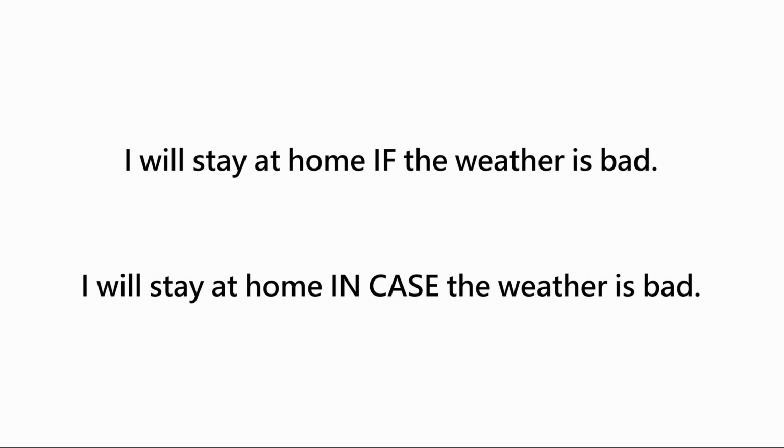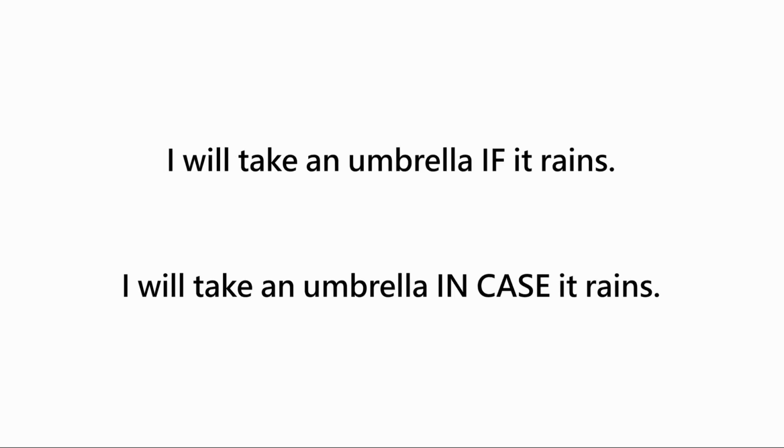Now, another couple of sentences. I will take an umbrella if it rains. I will take an umbrella in case it rains. The first sentence, I will take an umbrella if it rains, makes very little sense. It means that I will take an umbrella only if it rains at the moment when I am leaving. It may rain later when I am already out, and I will get wet because it wasn't raining when I was leaving the house and I didn't take the umbrella.